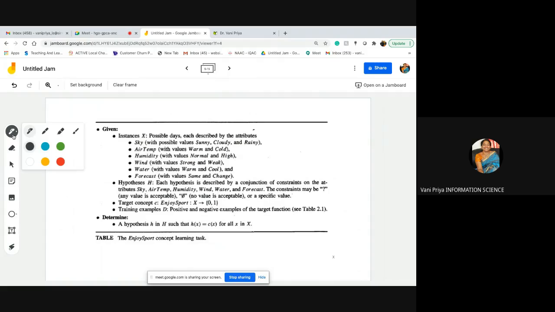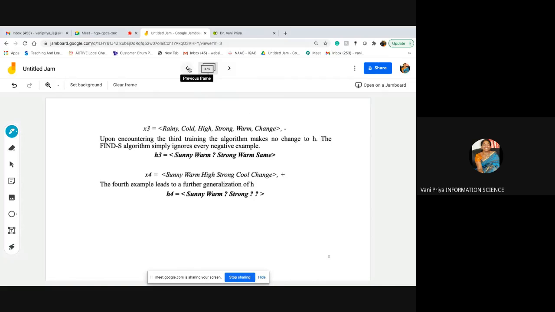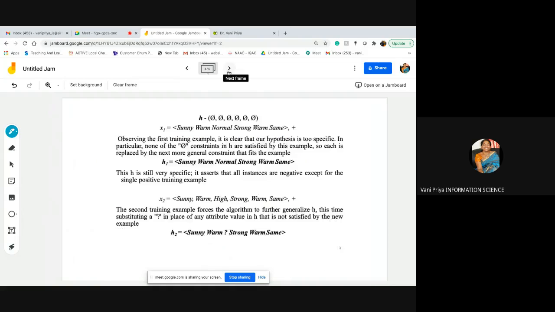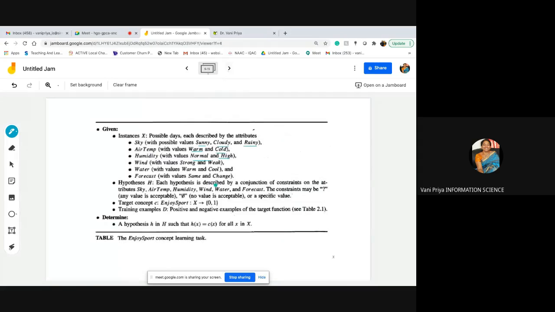Let me use this pen instead. So the values of sky are sunny, cloudy, and rainy, air temperature has warm and cold, and humidity has its values. These are the unique values I'm talking about here. Under humidity, we have two unique values, normal and high. Then wind has two unique values, strong and weak, water has warm and cool, and forecast has same and change. And what is the hypothesis?